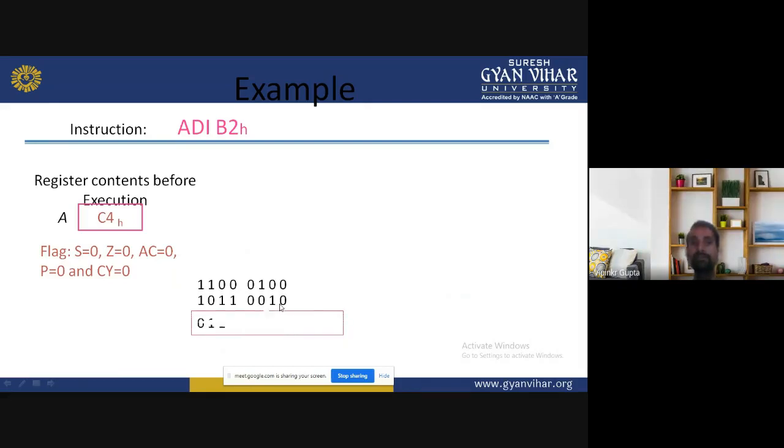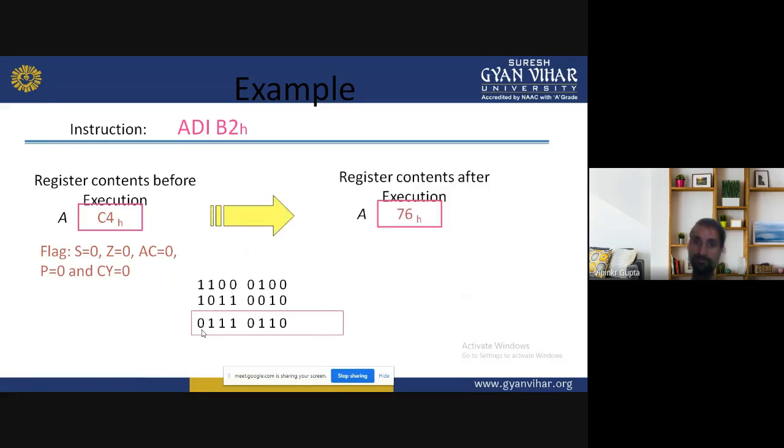Now we are adding these two numbers. How much do you get? 0 plus 0, 0. 0 plus 1, 1. 1 plus 0, 1. 0 plus 0, 0. 0 plus 1, 1. It's very simple, because only one is available at a time. So 0 plus 1, 1. 1 plus 0, 1. 1 plus 1, 0, and carry 1. So what is the status of the flags?